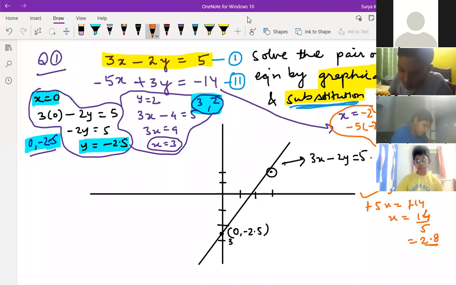No, actually to draw a line, we need to get 2 points, right? Understood? Yes. Sai Charan? Two points, different points you get, no? To draw any line, how many points do you require?